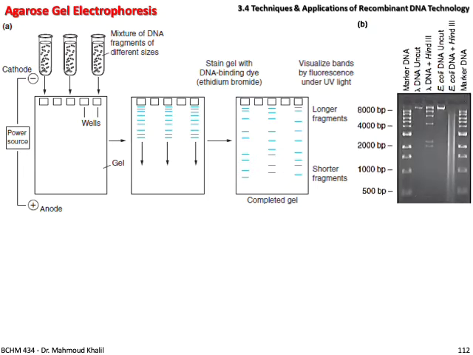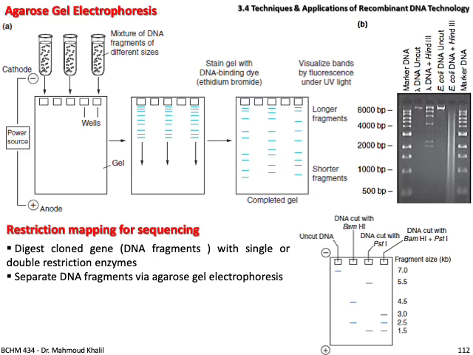This is an actual image of an agarose gel of DNA that has been cut by different restriction enzymes. You can see we usually use a marker of known base pair sizes, to compare the size of the bands with the marker. So restriction mapping can be used for sequencing. We can digest a cloned gene, the DNA fragment, with a single or double restriction enzyme. Then we separate the DNA fragments via agarose gel. You can see from the figure the difference when we use one single restriction enzyme, and when you use double restriction enzymes.